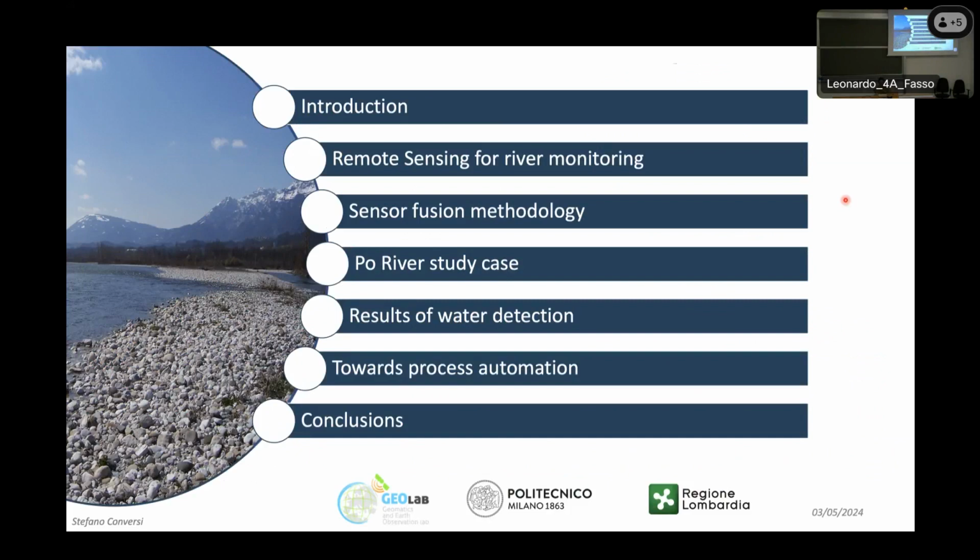So, first of all, a brief overview of what we will see today. We will have an introduction on the drought event of 2022. We will see how remote sensing for river monitoring is applied until now, and the new methodology that we are proposing for sensor fusion. We will go through the Po River study case, and then we will see some results of our water detection processing. We will also address some future evolution towards process automation, and then we will discuss a little bit about the conclusions.